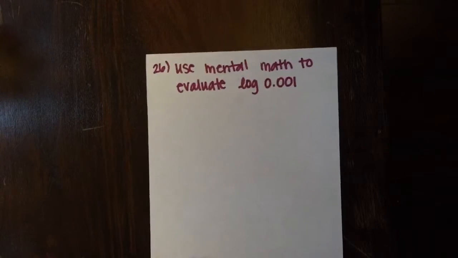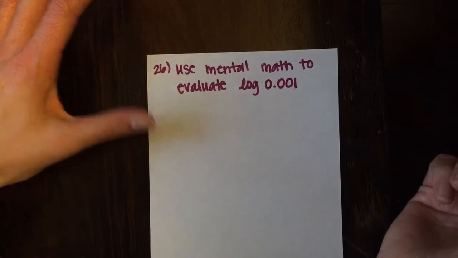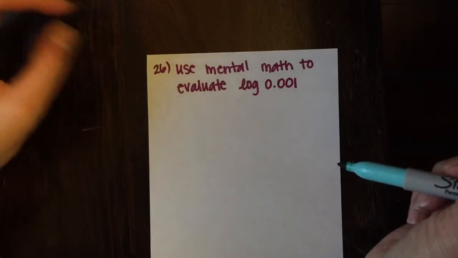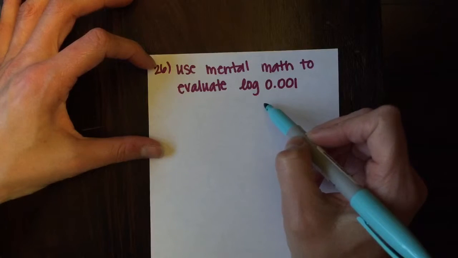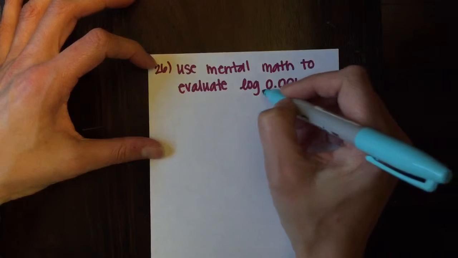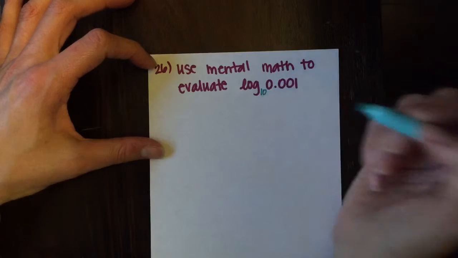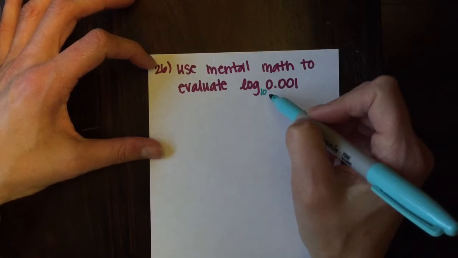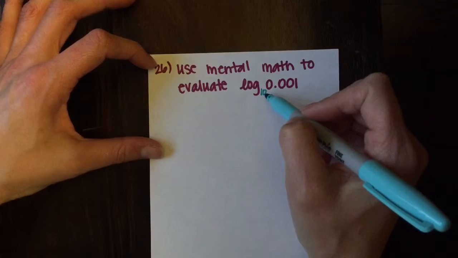The last one that I'm going to do for this lesson is number 26. Use mental math to evaluate that logarithm. Notice there's not a base written on this one, so anytime they don't have a base written, that automatically makes it base 10. That's the most common logarithm. So if there's not a base written there for you, the base is 10.